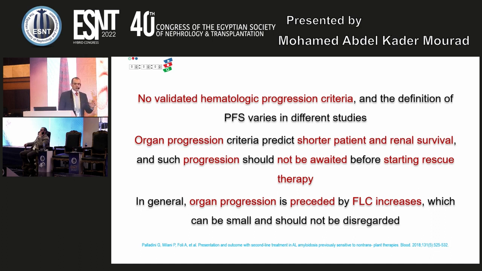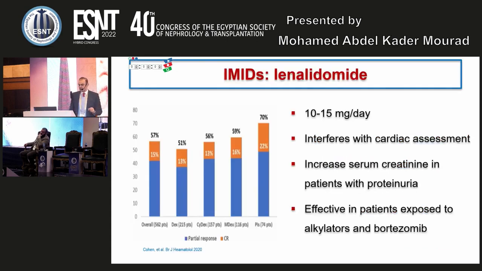Before going to the treatment of relapsed refractory disease, there are no validated hematological progression criteria to date to define progression-free survival in studies. The organ progression criteria indicate shorter survival and shorter renal survival. But take care that organ progression is preceded by elevation of serum-free light chain, the ratio between the kappa and the lambda, involved and non-involved. So please don't neglect the serum-free light chain as a marker before organ progression.